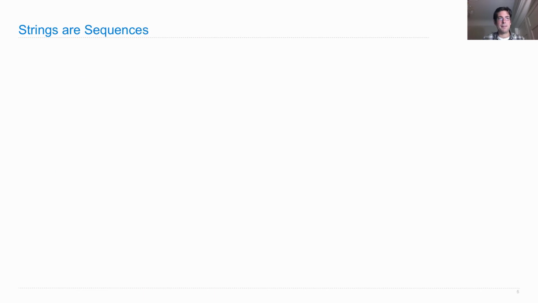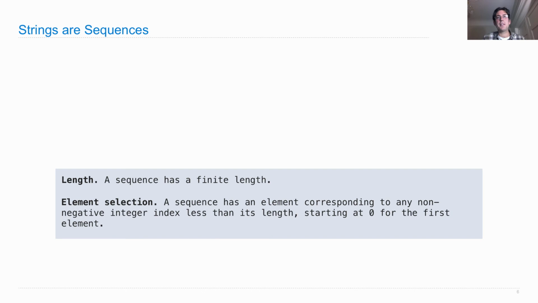Strings are sequences. How do we know? Well, we should think back to our sequence abstraction. What are the rules for being a sequence? You need to have a length, and you need to have the ability to select an element from the sequence. Well, we can do both of those.